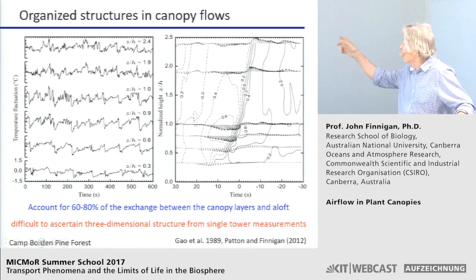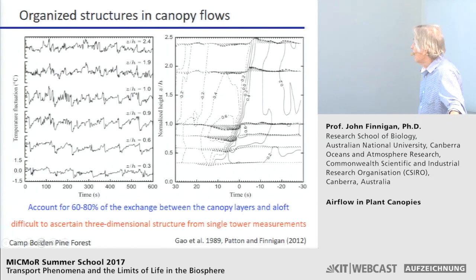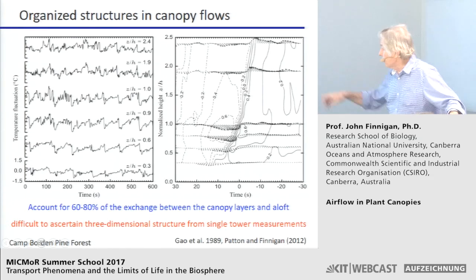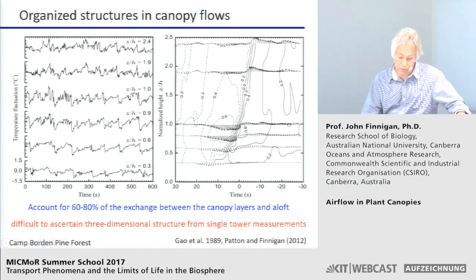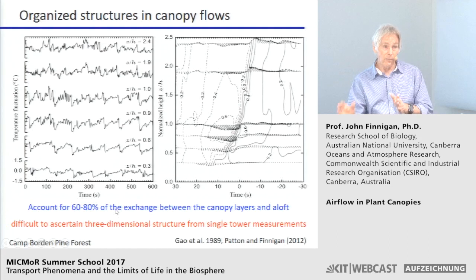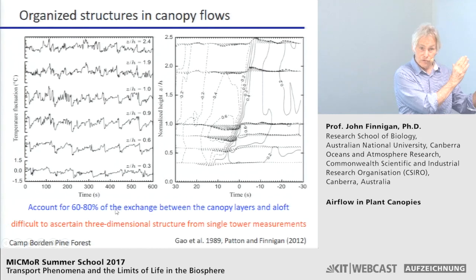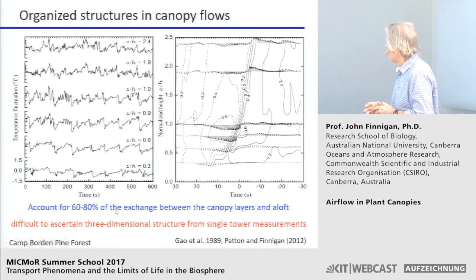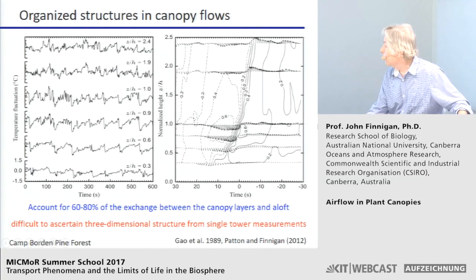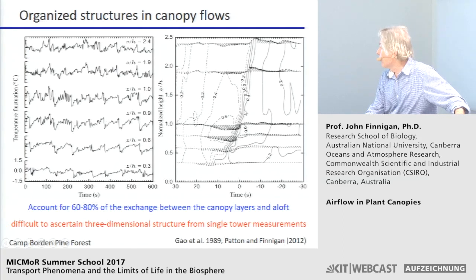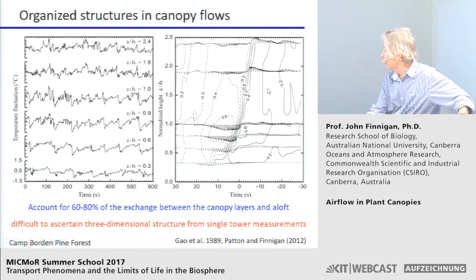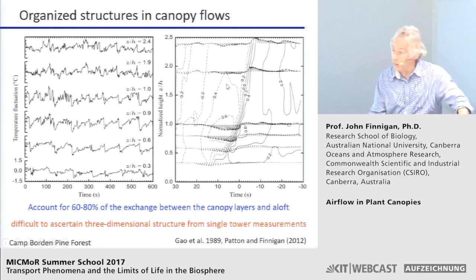And if you then composite many of these things, what they saw is if you take these fronts as a trigger, so line up all the structures which have a trigger like that, then what you see is that rapid change is a so-called scalar microfront, a temperature microfront, a rapid change from warmer air in the canopy to cooler air coming into the canopy.